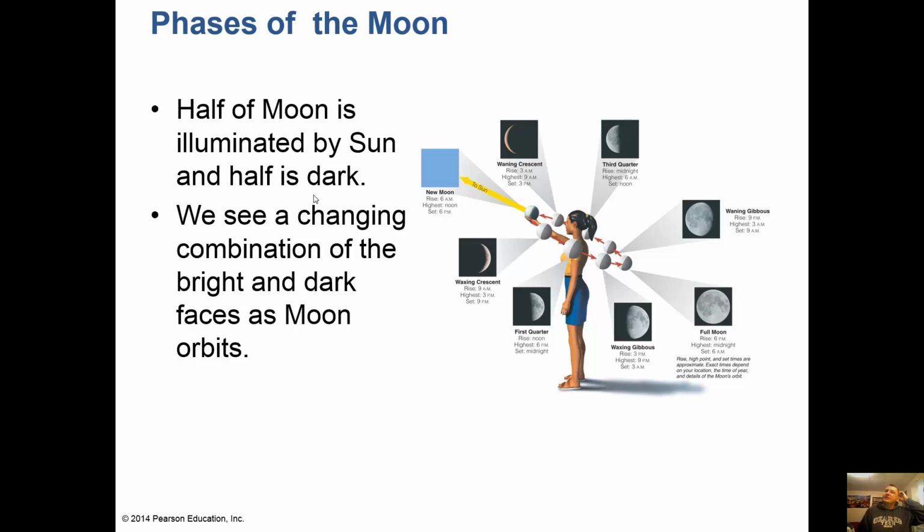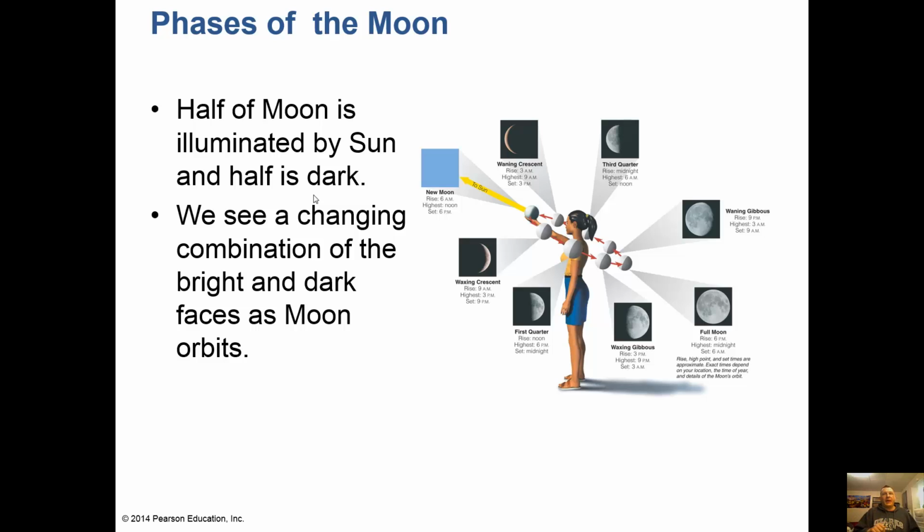So the moon goes from new moon, which is when we can't see it at all. New moon rises at 6 a.m. and sets at 6 p.m., so we never see it. There's nothing lit that we can see. Half the moon is always lit at some point in time.